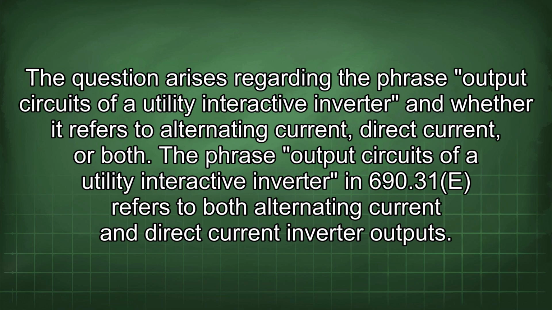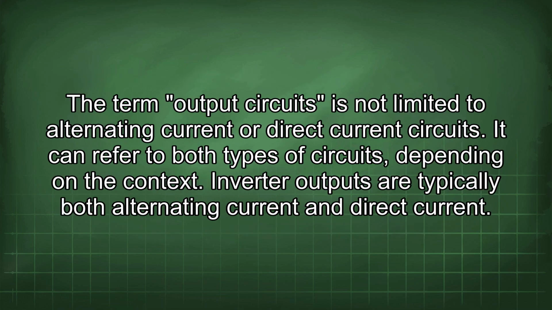The question arises regarding the phrase output circuits of a utility interactive inverter and whether it refers to alternating current, direct current, or both. The phrase output circuits of a utility interactive inverter in 690.31(E) refers to both alternating current and direct current inverter outputs. The term output circuits is not limited to alternating current or direct current circuits. It can refer to both types of circuits depending on the context.